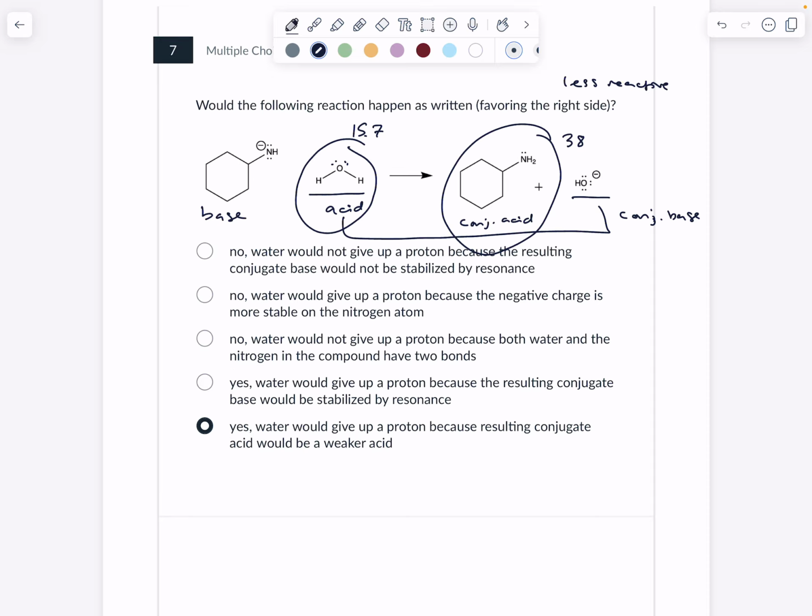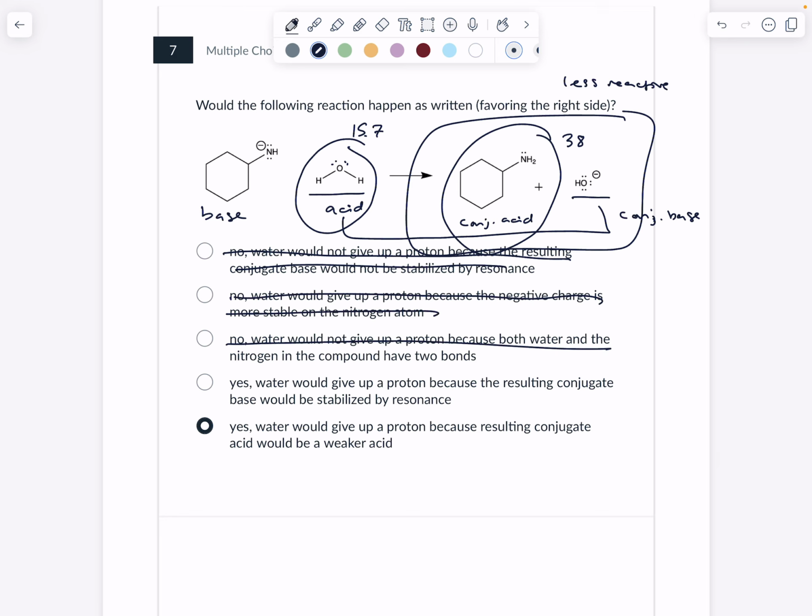So I would say that yes, this reaction is going to happen as favored because this would be the favored side. So it would favor the right side. So I can immediately eliminate all these that say no. And now it's down to just 2 with yes options. So the 2 yeses, try to explain it.